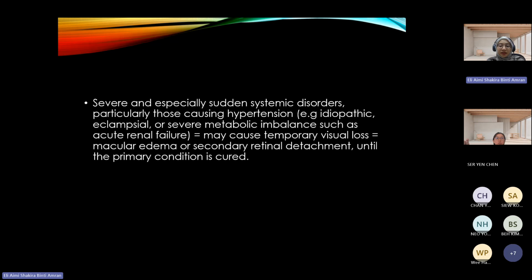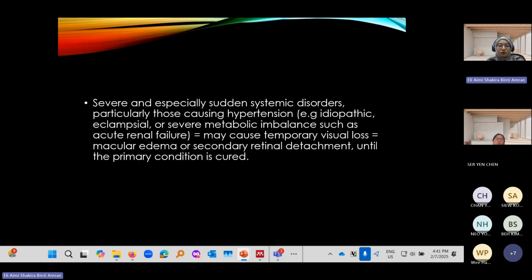Severe and especially sudden systemic disorders, particularly those causing hypertension. Example, it can be hypertension, it can be idiopathic, it can just happen. It can be caused by eclampsia or severe metabolic imbalance related to the kidney. This condition can cause temporary visual loss, macular edema, or secondary retinal detachment.